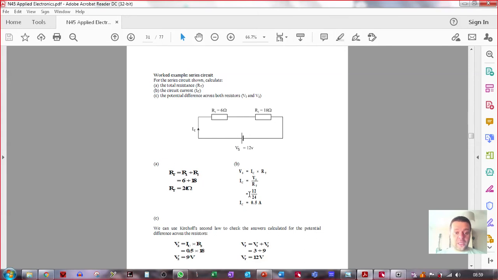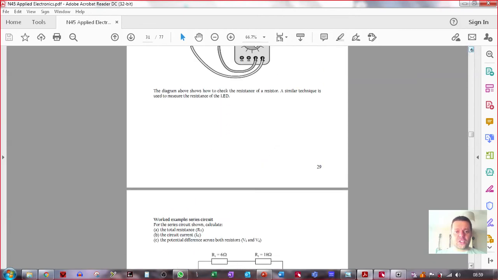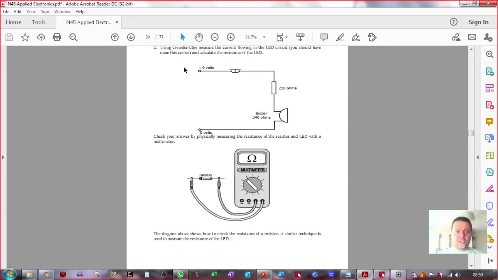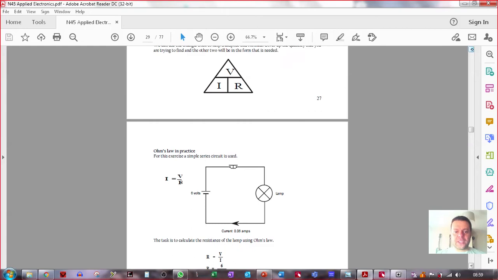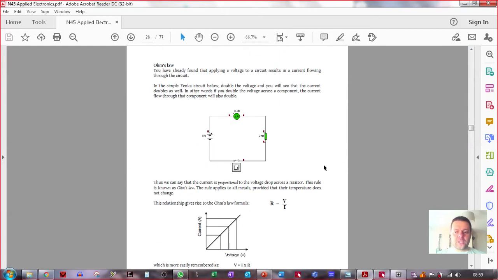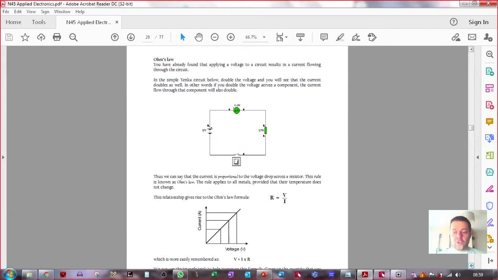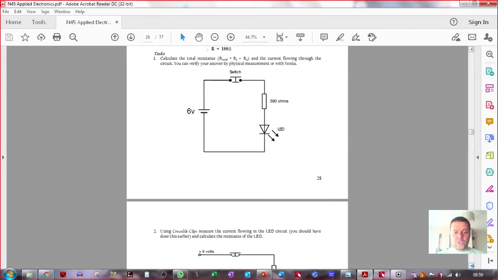That's how you do part A, part B and part C. And it talks you through. So there's notes before that, there's some practical exercises that use croc clips, but obviously we use Yenka now. So there's some practical exercises in there on Ohm's law and a wee exploration of circuits. If you've downloaded Yenka for use at home, you can do those bits as well.